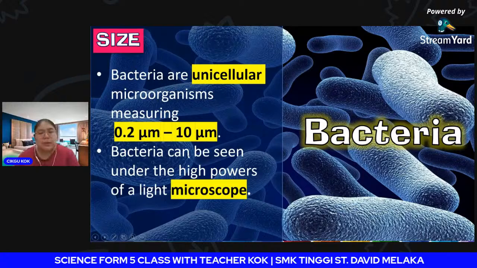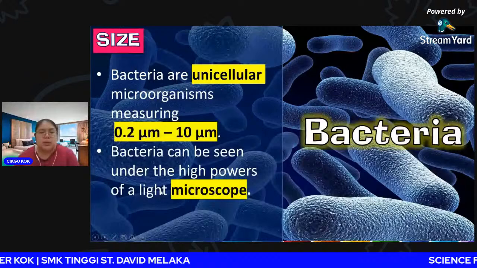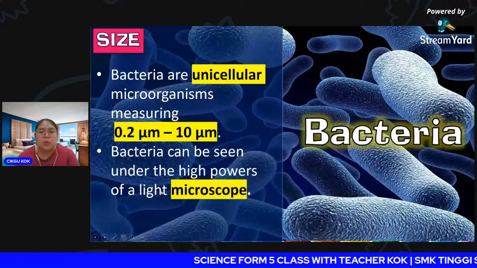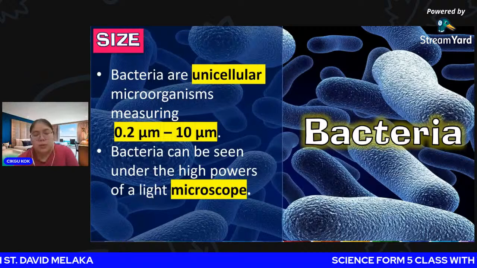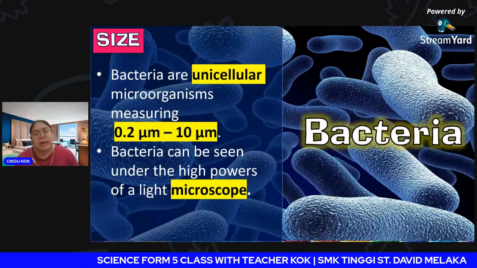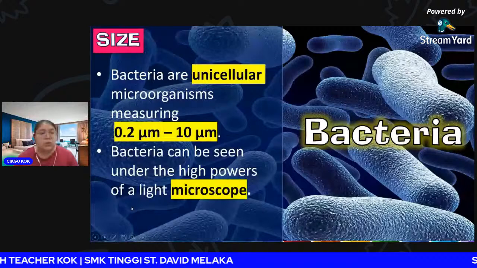So bacteria can be seen under the high power of the light microscope. Normally for the very small ones we use the microscope, but this one needs high power because you want to see more clearly. We normally use the light microscope, but the virus, later we learn about the virus, not only needs the light microscope, they need the electron microscope because they are the smallest. So for bacteria and the other microorganisms, we still use the light microscope. That means you can find out the shape of the bacteria.